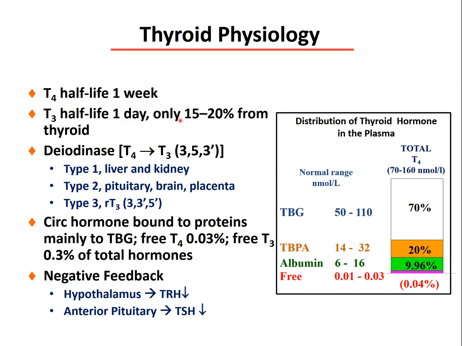Now the T3 half-life is short, a maximum of 1 day. However, it's only about 15 to 20% of all the thyroid hormone that is released by the thyroid gland. The T3, that's the active hormone, about 1,000 times more active than the T4, is going to be produced in the peripheral tissue. We do have some deiodinases in the periphery, for example, type 1 in the liver and the kidney, type 2 in the pituitary, brain, and placenta. And we do have type 3 that is not going to upregulate the T4, however, it is going to downregulate, because this reverse T3 is almost ineffective.